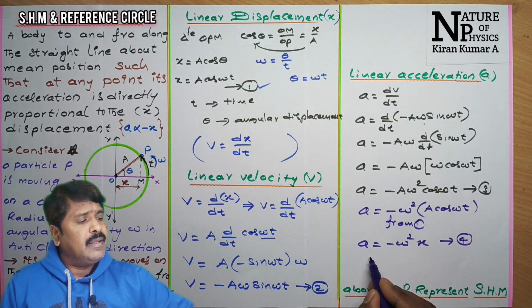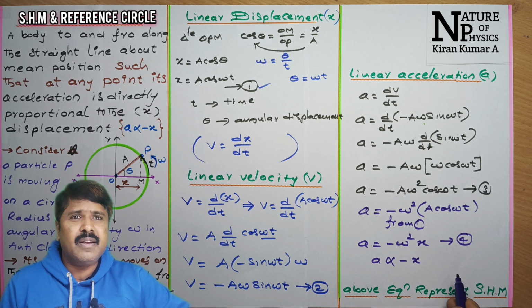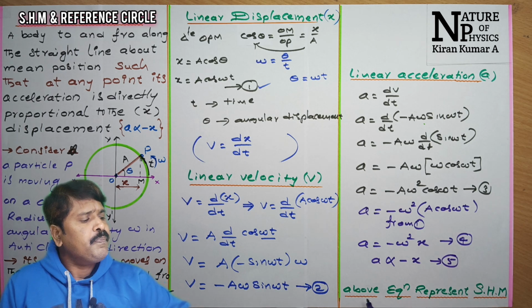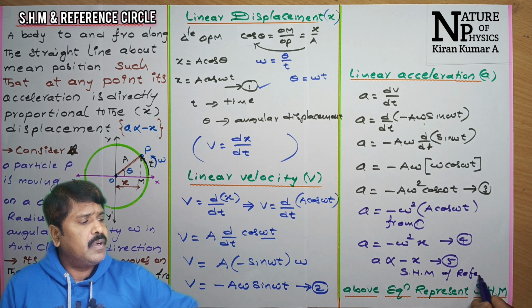In this equation, the acceleration is directly proportional to the displacement in magnitude and opposite in direction. This equation is written as equation 5. Equation 5 represents simple harmonic motion. This represents the simple harmonic motion of a reference circle.